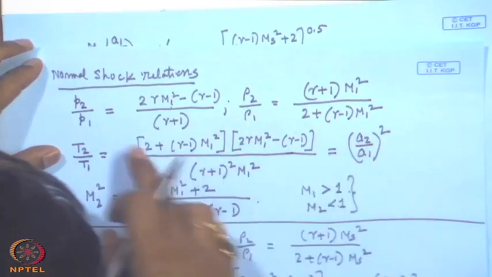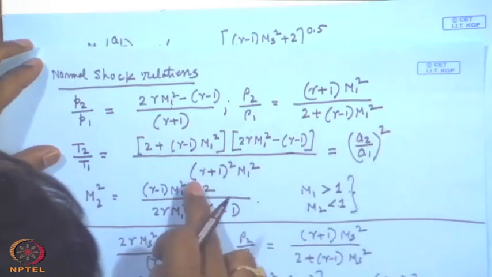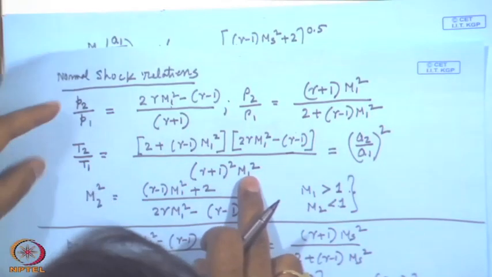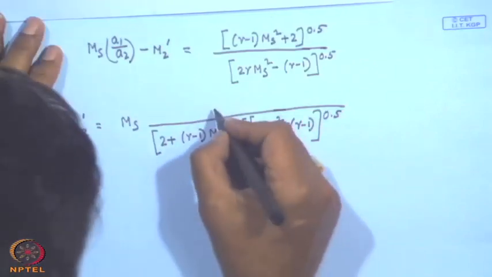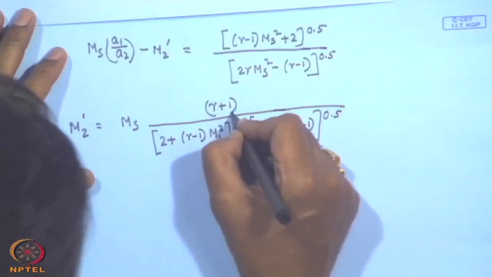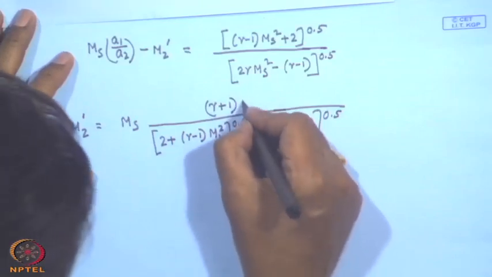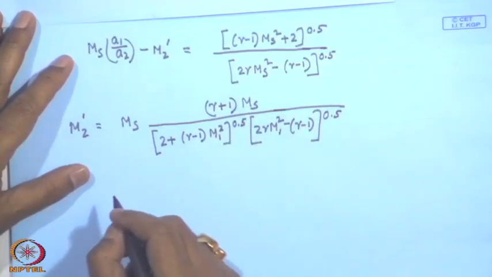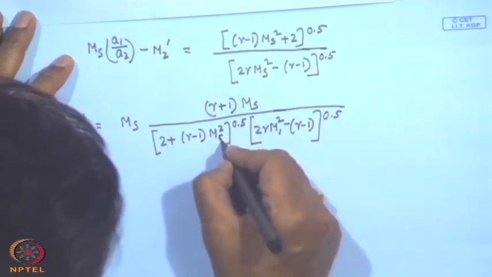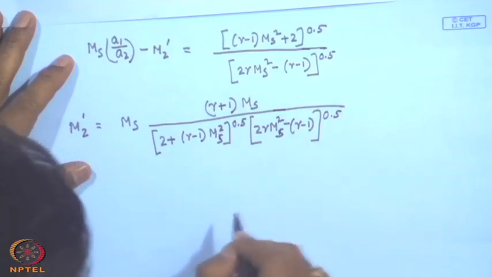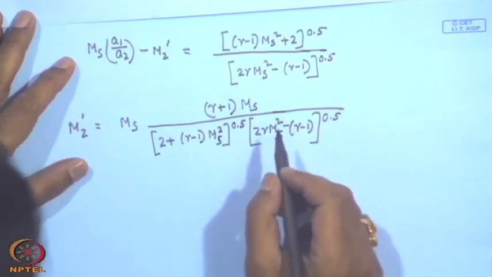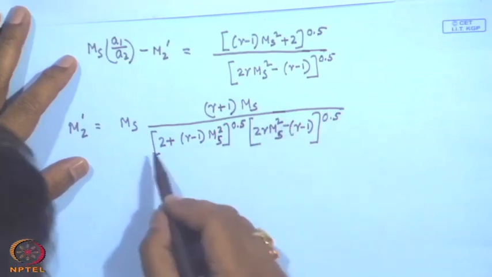I am writing A1 by A2 and under root because this is a square. And now the denominator will be under root gamma plus 1 whole square Ms square. That means gamma plus 1, whole square, that means gamma plus 1 into Ms. And the denominator will be Ms. Very good, denominator it is Ms.